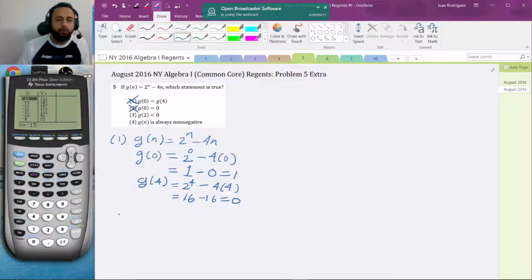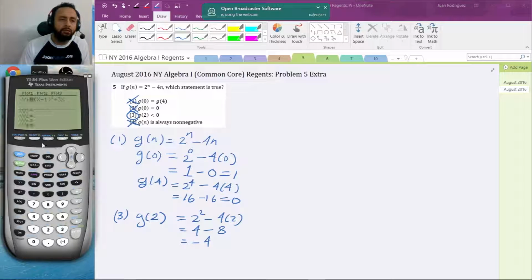Okay? So choice 3, g of 2 is less than 0. Let's find out. Is 2 squared minus 4 times 2. 2 squared is 4. Minus 4 times 2 is 8. Is equal to -4. There it is. And that verifies that choice 4 is also wrong because g of n is always non-negative.